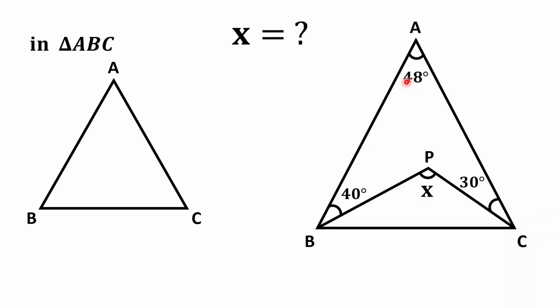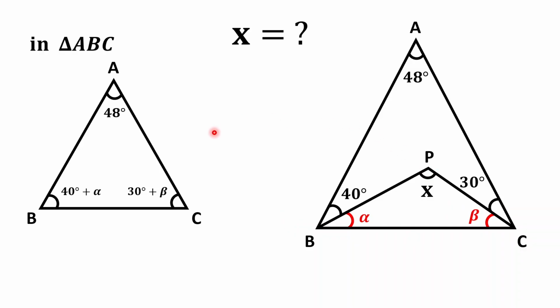First, let's take a look at the triangle ABC. We know that the value for angle A is 48 degrees. But for angle B and angle C, we don't have a complete value. Therefore, let's suppose in triangle PBC, the value for angle B is alpha and the value for angle C is beta. Now we can say that in triangle ABC, the value for B is 40 degrees plus alpha and the value for C is 30 degrees plus beta.